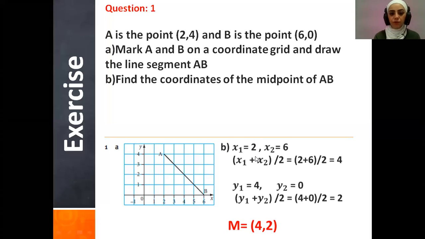So if you use the formula, you can just add the x's. x1 is 2, x2 is 6. So x1 plus x2, 6 plus 2 is 8, divided by 2, 4. And for the y's, y1 is 4, y2 is 0, 4 plus 0 is 4 over 2, 2. So the midpoint for x is 4 and for y is 2. If you want to look at that from the graph, this is it, 4, 2. You can figure it out easily from the graph.